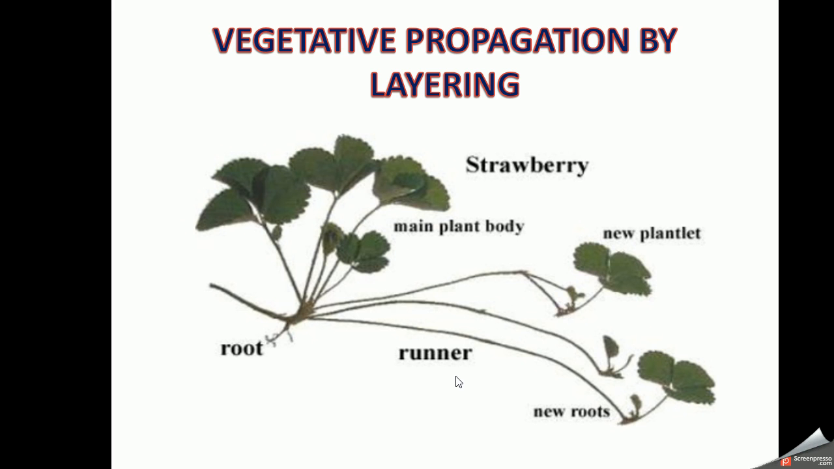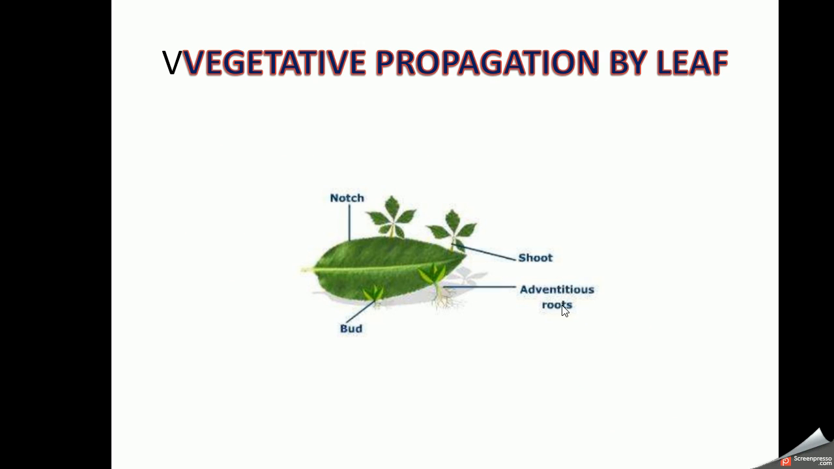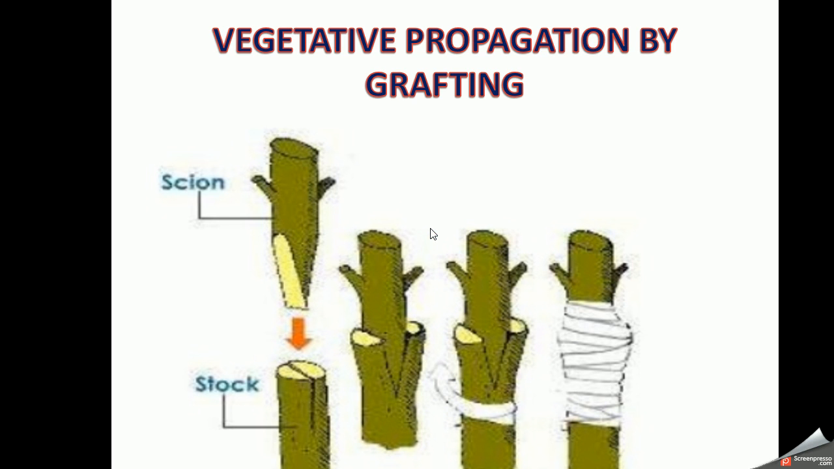So this is layering. Coming to vegetative propagation by leaf, you can see this bryophyllum leaf. You can see notches, bud-like structures towards the edge of the leaves. When these notches mature, they will fall down and develop into new plants. So this is vegetative propagation by leaf.